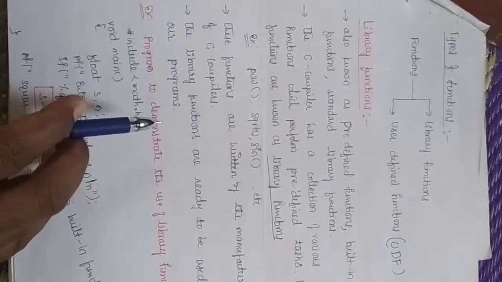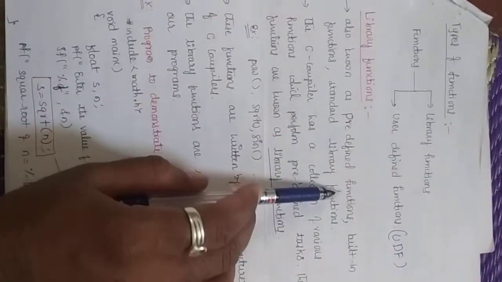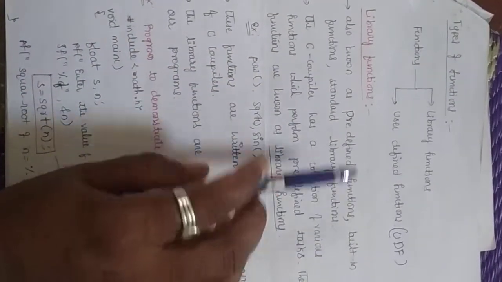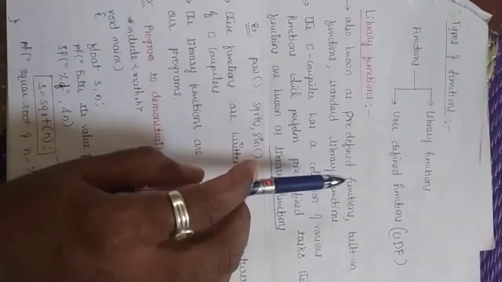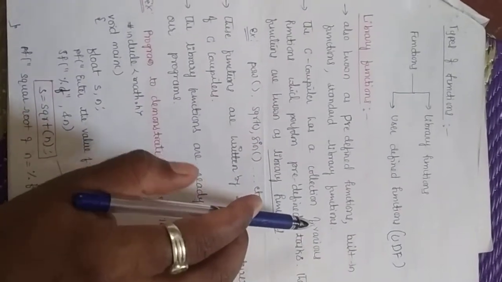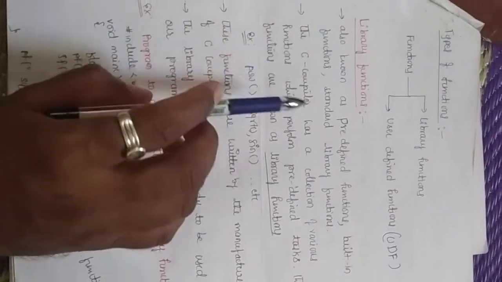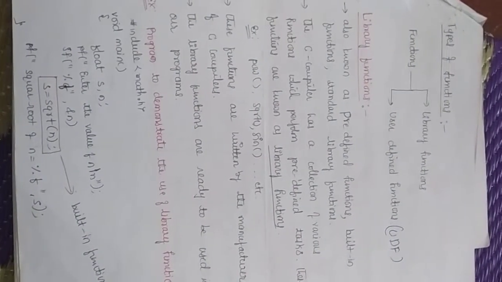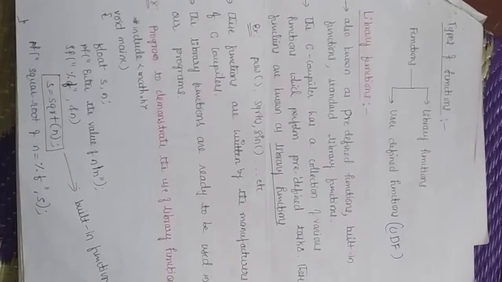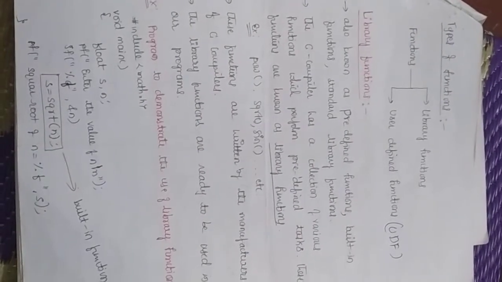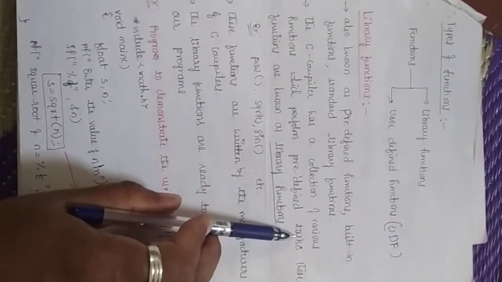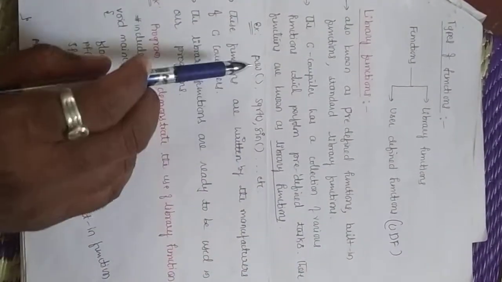First one, library functions. These library functions are also known as predefined functions, built-in functions and standard library functions. By these names also we can call library functions. The C compiler has a collection of various functions which perform predefined tasks. These types of functions are known as library functions. So what do you mean by predefined task? Which functions will do that? We'll see some of the examples.